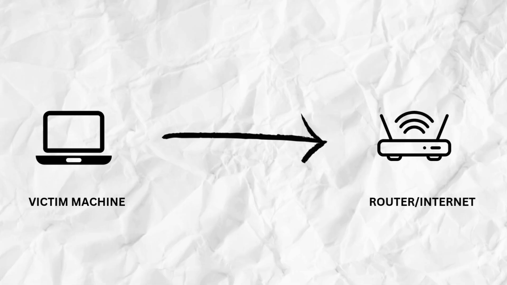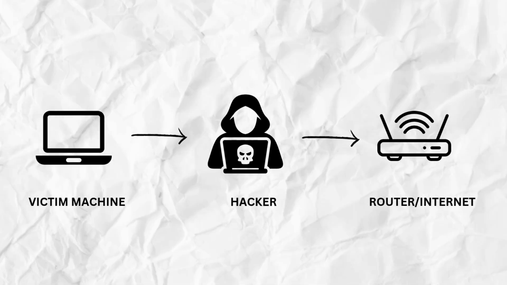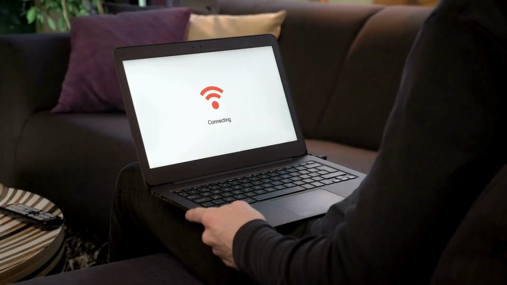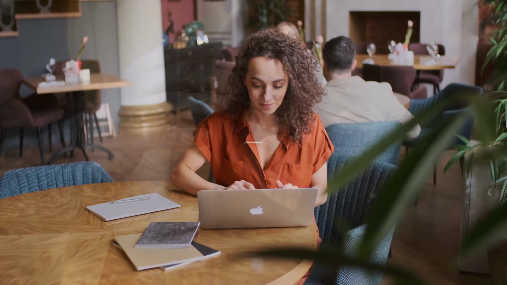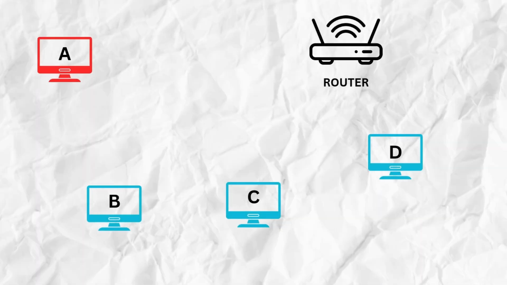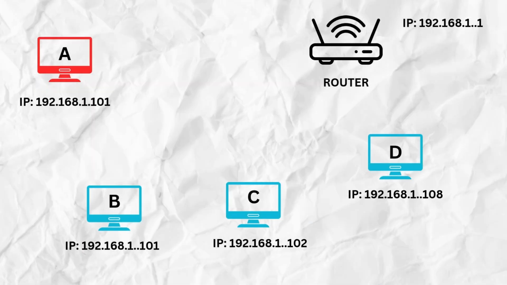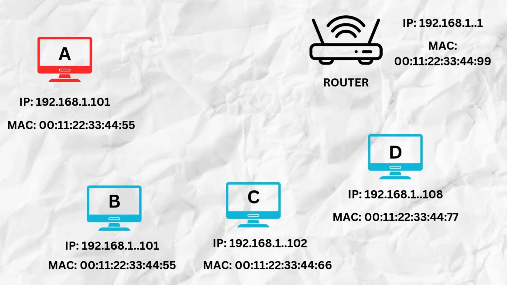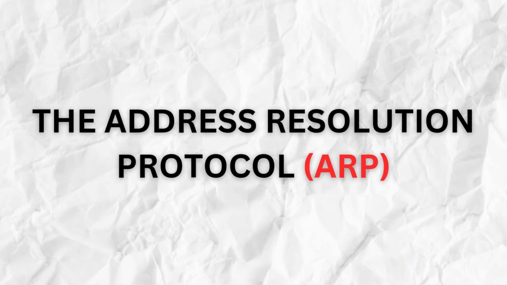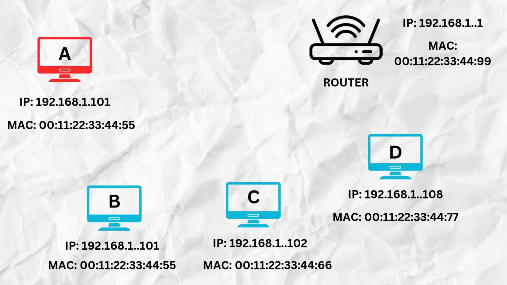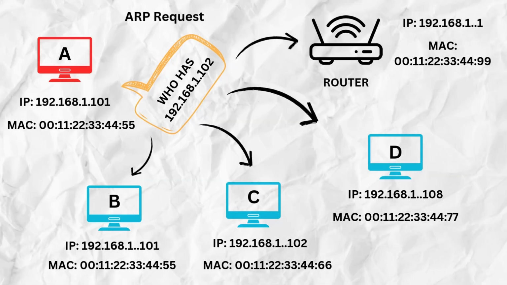So how does an attacker actually get into this middle position? One of the most common and frighteningly simple ways, especially on your home Wi-Fi or that public hotspot, is through a clever trick called ARP spoofing. Every device on a local network has two identifiers, an IP address, which is like your street address, and a MAC address, which is like your house number. The Address Resolution Protocol, or ARP, is how devices figure out each other's house numbers, MAC addresses, to send data. It's like asking, who lives at this IP address?